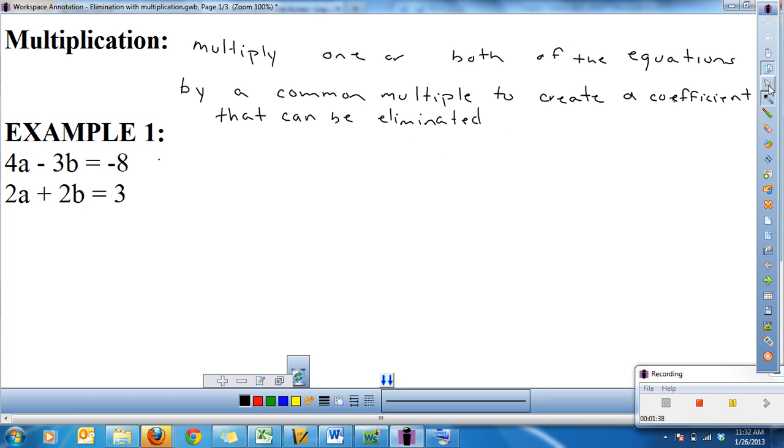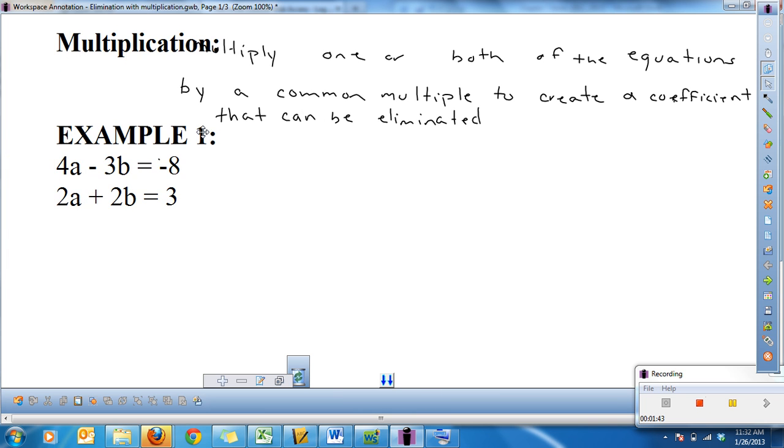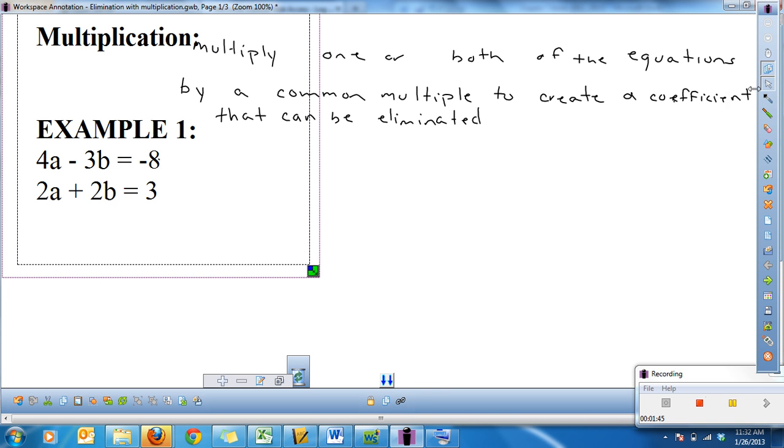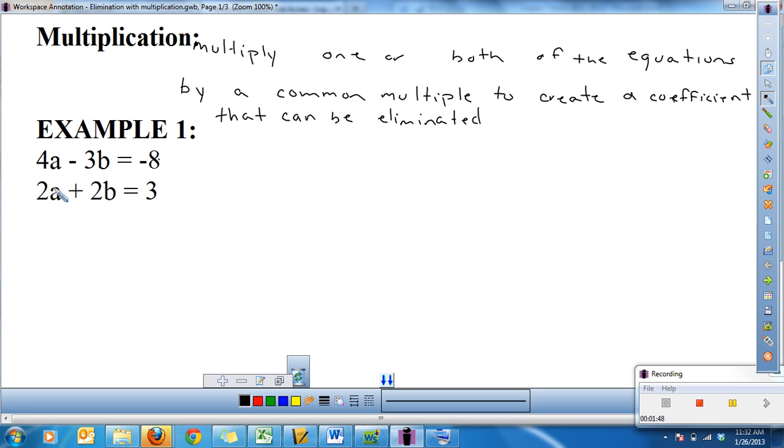So if I'm looking at this first example, and I want to give us a little bit of room, I'm going to move it over a little bit this way. Right now, I don't see anything that I can eliminate. But what we can do is multiply one or both of our equations by a number and create a coefficient that is the same. The easiest thing is I'm going to set up a little chart for myself right here with the number, and here are going to be the multiples. And I'm going to see what these two things have in common.